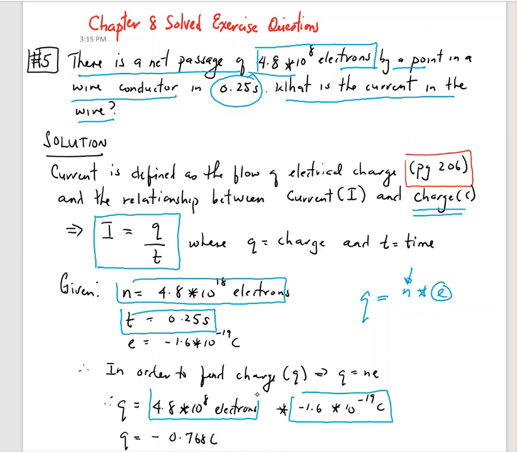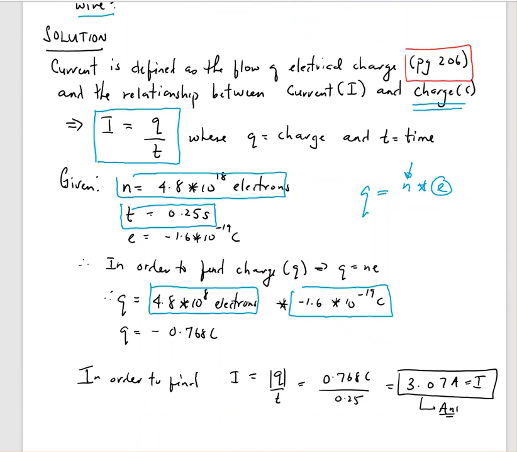We can multiply the two, and we can find the corresponding charge. And now we can find the actual current. Again, your current is nothing more than the charge divided by the time. And once we find the charge, our Q, divided by T, we can find the actual amperage within that conducting wire. And this will be our answer here.